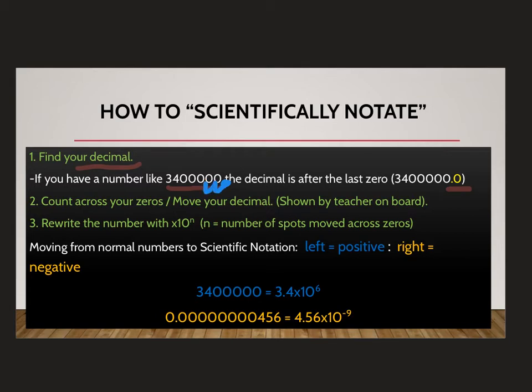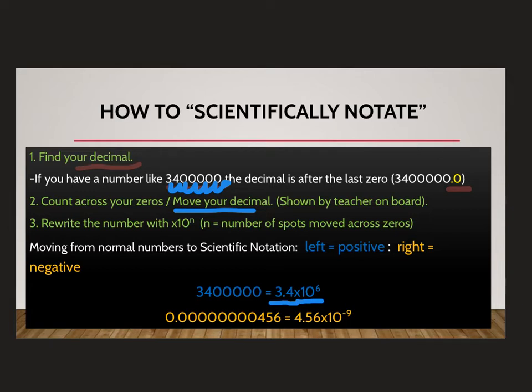So we move it 1, 2, 3, 4, 5, 6 spots. That 6 spots is what we move to move that decimal behind one whole non-zero number. Now, remember that 6, and then we're going to rewrite the number with a times 10 to the nth power. That n power is just the number of spots we moved the decimal across zeros, okay? So in this case, we moved it 6 times, and we would rewrite it as 3.4, then times 10 to the 6, because we moved it 6.